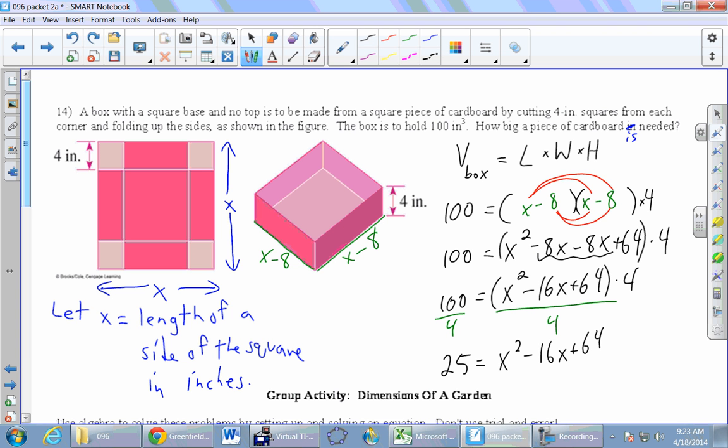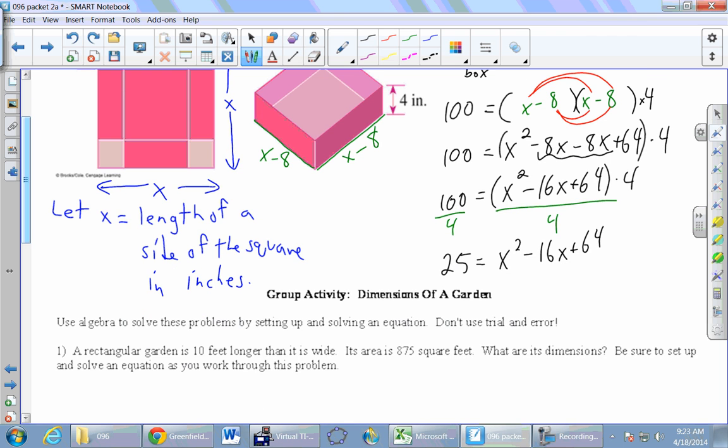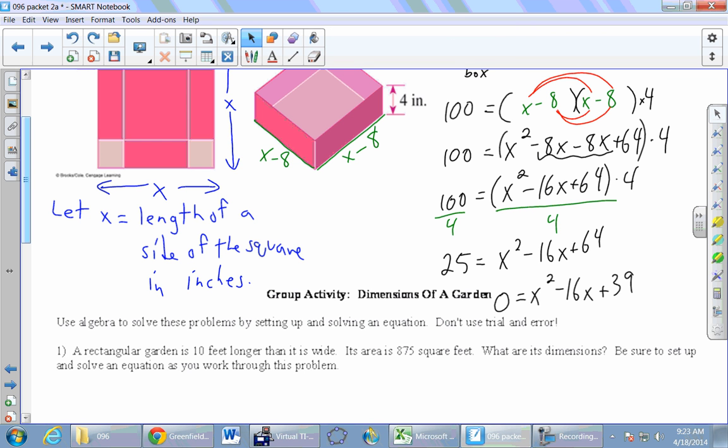Okay, there's a familiar looking quadratic equation. What do we need to do first? One side is 0, so let's subtract that 25. 39. If we're going to try to factor, is this the easy or the hard kind?